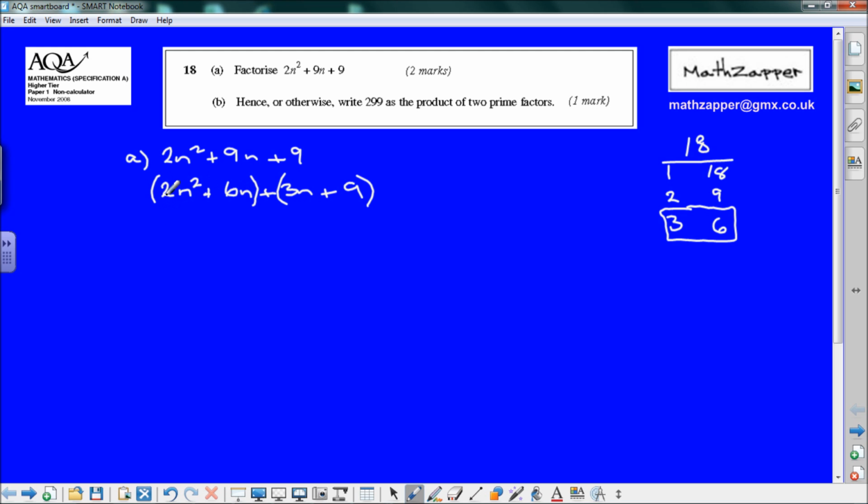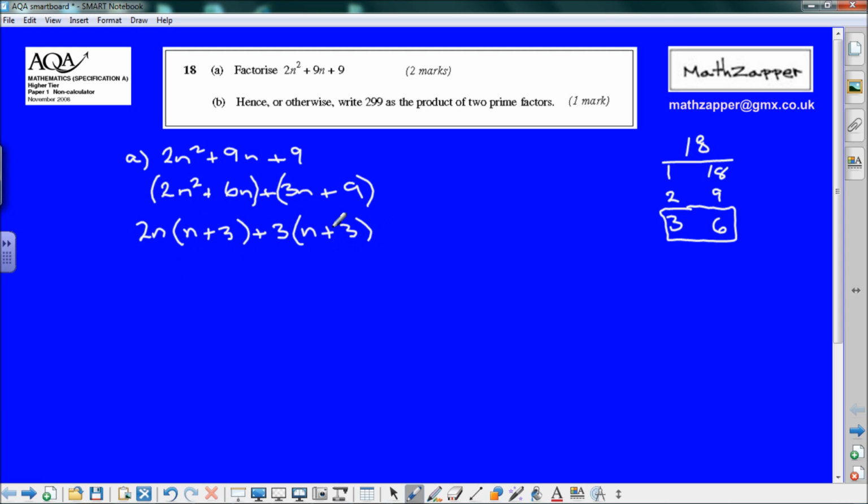Now the first pair has the highest common factor of 2n squared and 6n, which is 2n, so that goes outside the brackets, leaving 2n times n, which is 2n squared, plus 2n times 3, which is 6n. And then the second pair, highest common factor is 3, so 3 goes outside the bracket. 3 times n is 3n, plus 3 times 3 is 9.